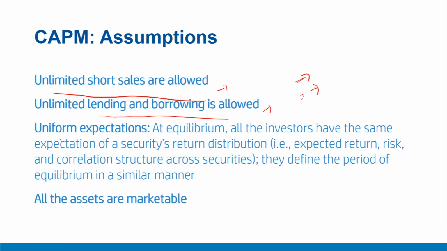Next, another very important assumption is of uniform expectations. It is assumed that in equilibrium, all investors have uniform expectations about a security in terms of its expected return and variance for a given period. Also, they define the period in a similar manner. For example, in the context of portfolio selection, all the investors have identical expectations about expected returns, variance of returns, and correlation structure across all pairs of stocks.